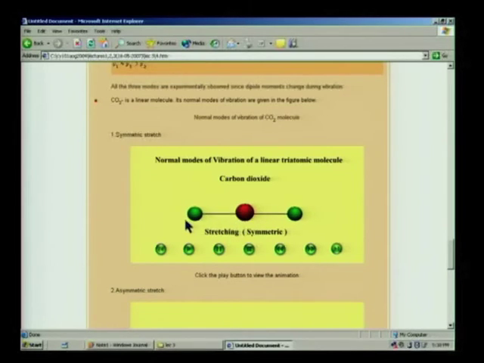But in the symmetric stretching, since both the bonds are extended by the same amount at any instant of time, there is no dipole moment for this molecule, and therefore there is no change in the dipole moment from its initial value of 0. This mode is not detectable by the infrared spectrum technique. Infrared spectroscopy cannot detect this mode because there is no change in the dipole moment of the molecule; it remains 0 all the time. This is a symmetric stretch. Let us look at the asymmetric stretch.